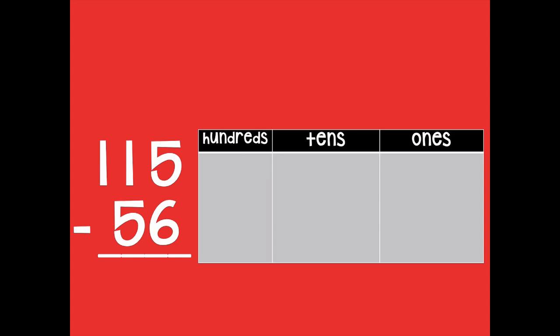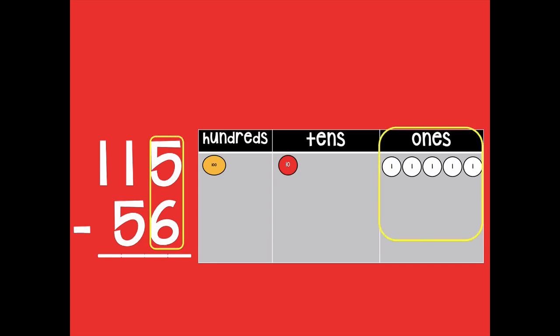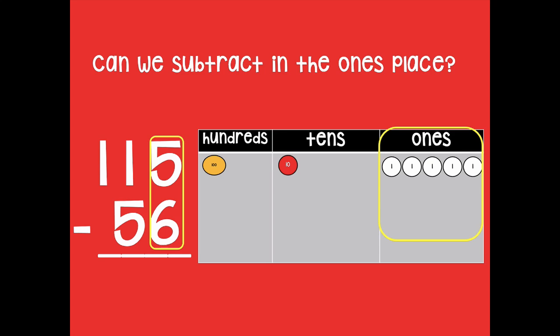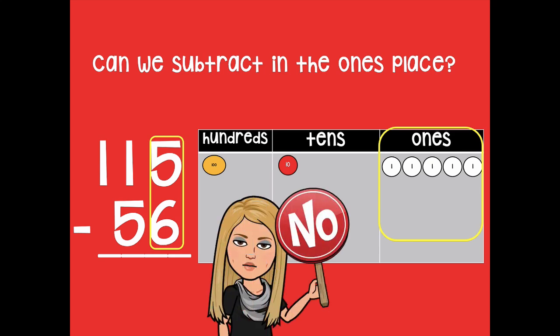All right, friends, so here's what I came up with. 100, 110, and 5 ones. Now I'm going to go to the ones place. Can we subtract in the ones place? I have 5 ones and I need to subtract 6. No, right? We can't do that.